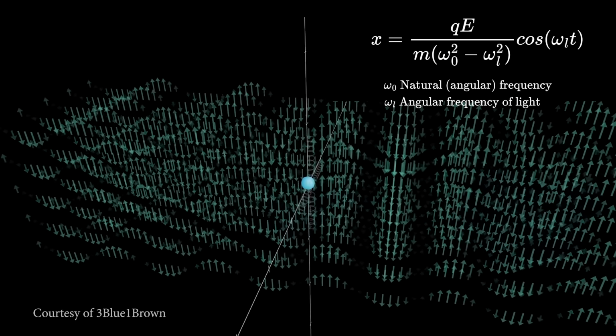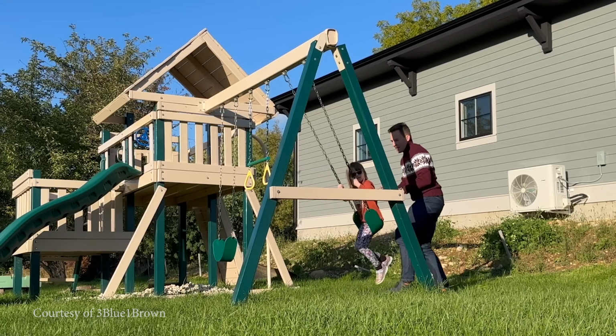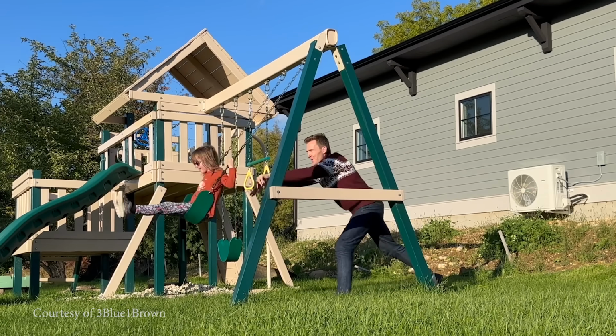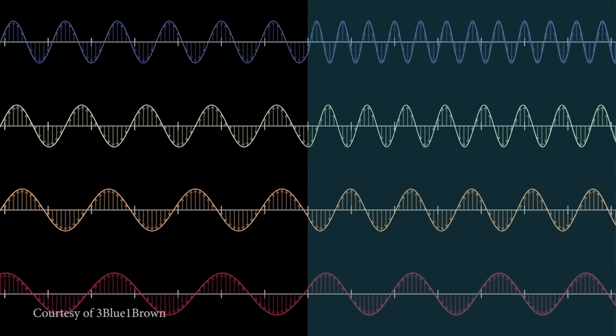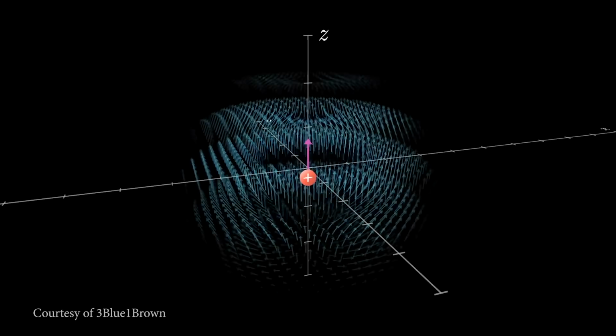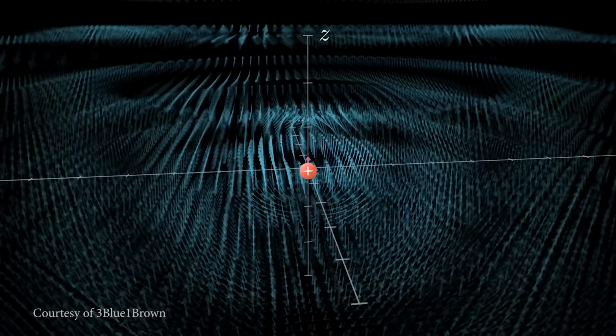Which makes sense if you've ever pushed someone on a swing. The closer your pushing frequency is to the natural frequency of the swing, the higher they'll go. This means that higher frequency light, like blue light, will cause the charges to wiggle with greater amplitude.